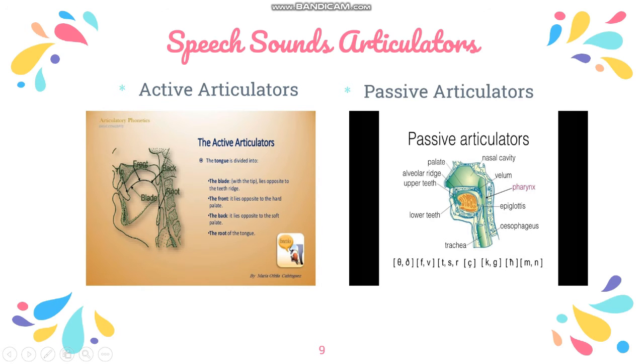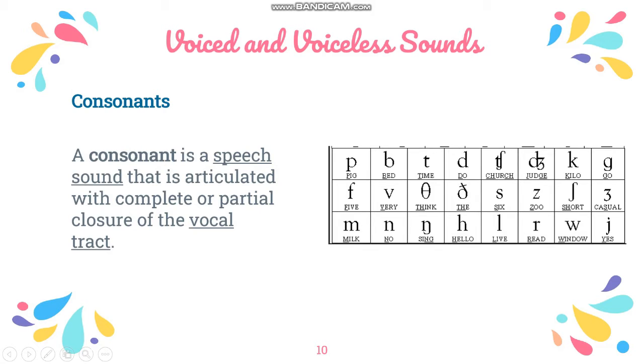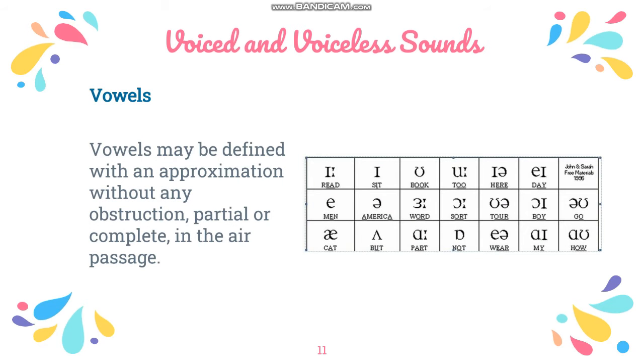Next is voice and voiceless sounds. The first part is consonants. A consonant is a speech sound that is articulated with complete or partial closure of the vocal tract. You can see the consonants in English here. Vowels may be defined with an approximation without any obstruction, partial or complete, in the air passage. There are the vowels in English.